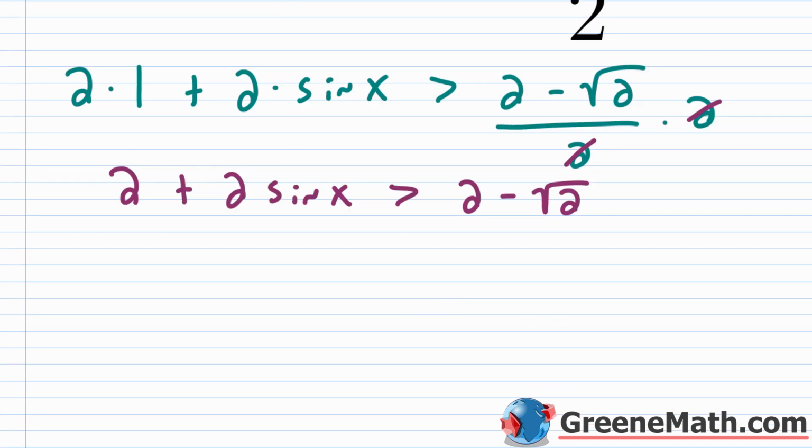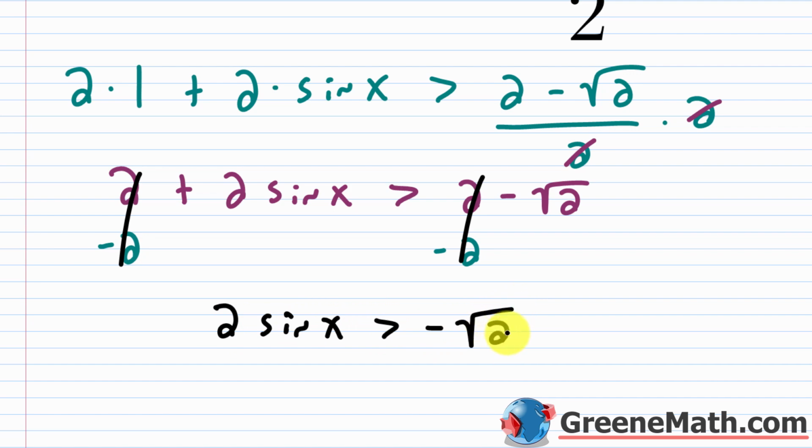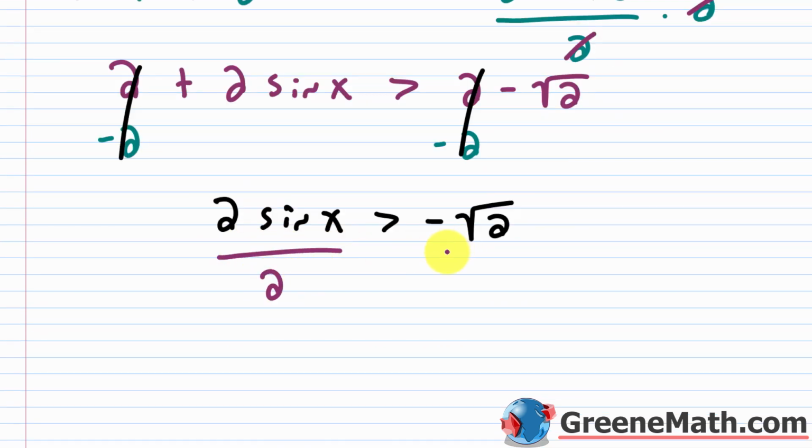Now at this point, notice you have a 2 here and a 2 here, so you can subtract 2 away from each side of the inequality. So basically this is going to cancel, and this is going to cancel, and what you're left with is 2 sine of x is greater than the negative of the square root of 2. All right, so I'm going to divide both sides of the inequality by 2 so I can completely isolate the sine of x. So this cancels, and you're going to get that the sine of x is greater than the negative of the square root of 2 over 2.